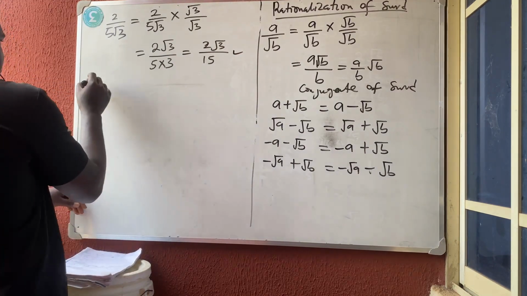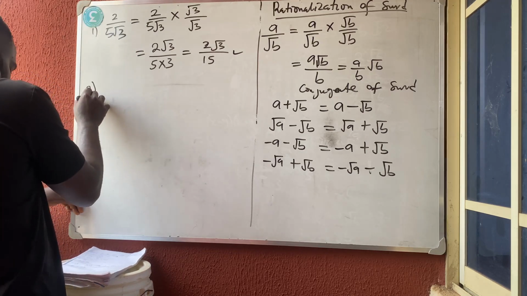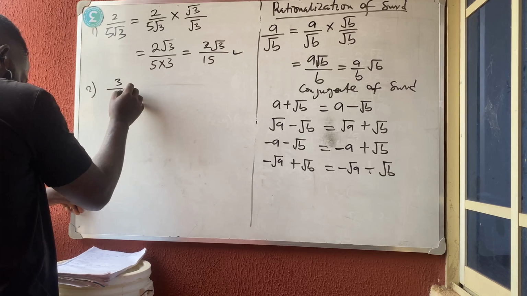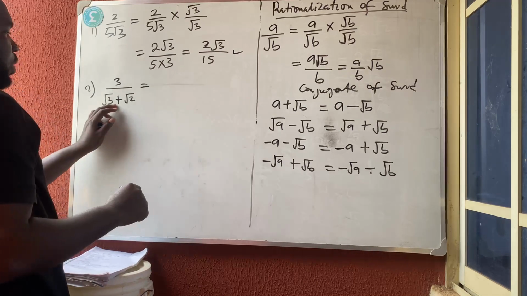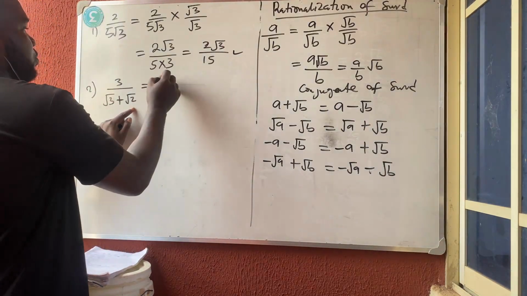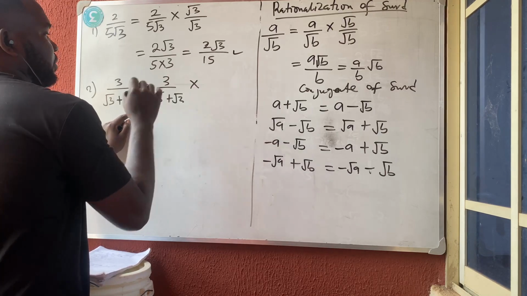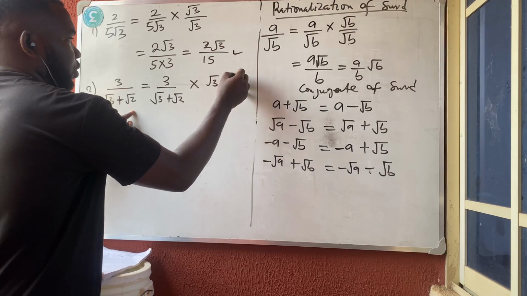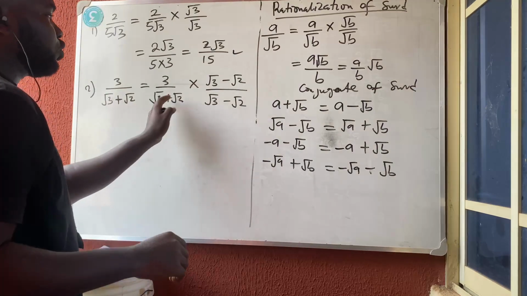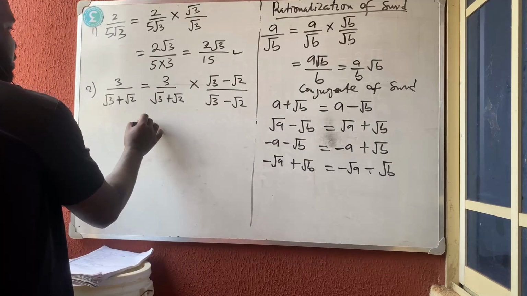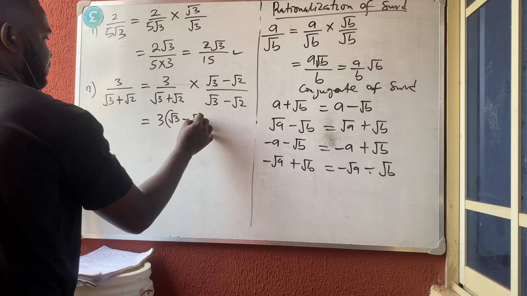So let's move to the one that will use conjugate. Second question here, I'm having 3 over root 3 plus root 2. What do you think the conjugate of this one is? It should be root 3 minus root 2. So let's go. 3 over root 3 plus root 2 times, I'm using the conjugate, root 3 minus root 2 all over root 3 minus root 2. So I'm using the conjugate to multiply both the numerator and the denominator. Let's put them in brackets first, because bracket means times.